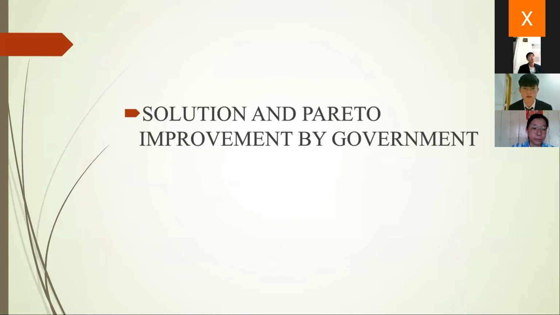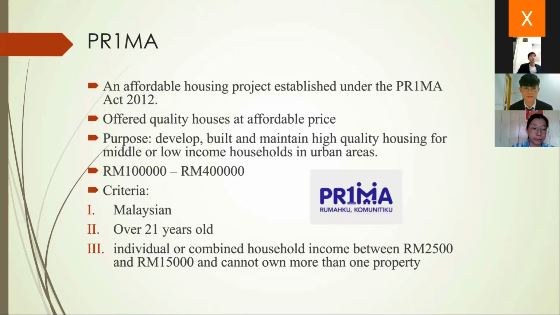So I'm going to talk about solution and Pareto improvement by government. Next. So first, government had carried out a project called PRIMA. PRIMA is an affordable housing project established under the PRIMA Act 2012. This project offered quality houses at affordable price for Malaysian citizens.